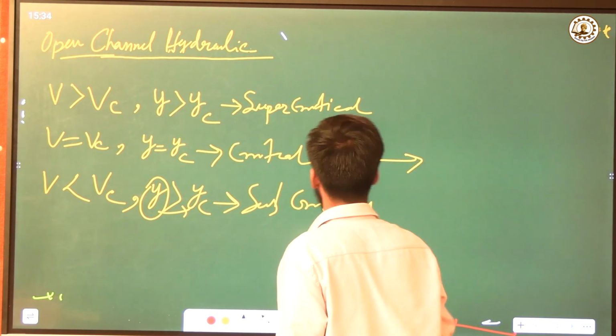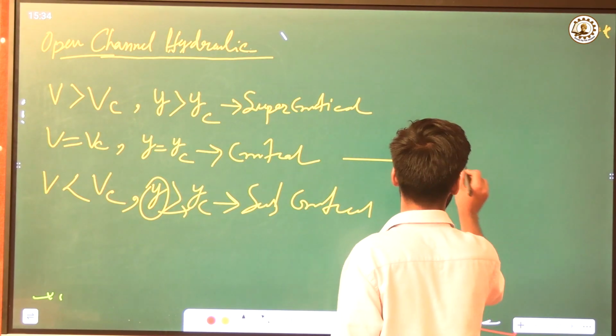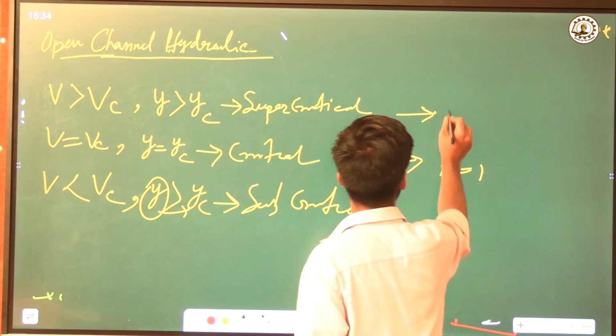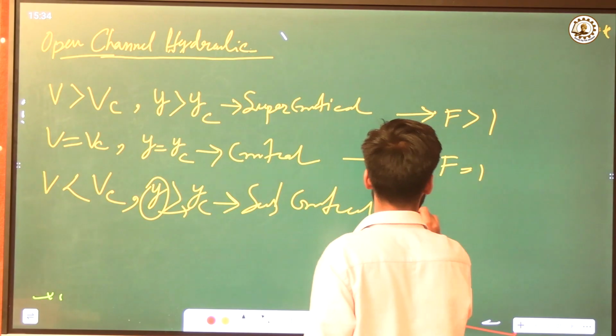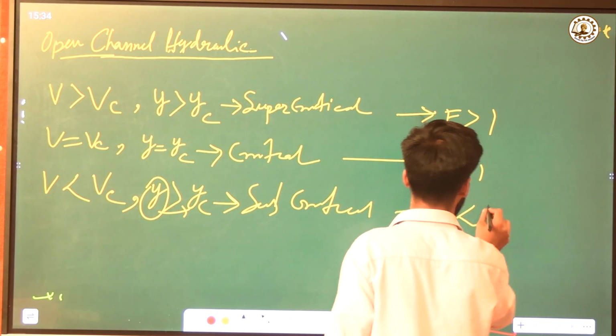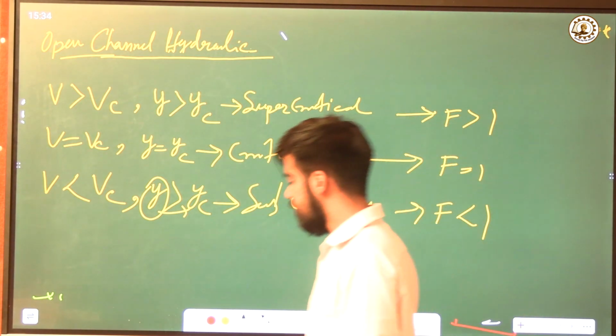Now, for the critical flow, the Froude number is equal to 1. For supercritical, this is greater than 1. For subcritical, this is lesser than 1. Now, what is Froude number?